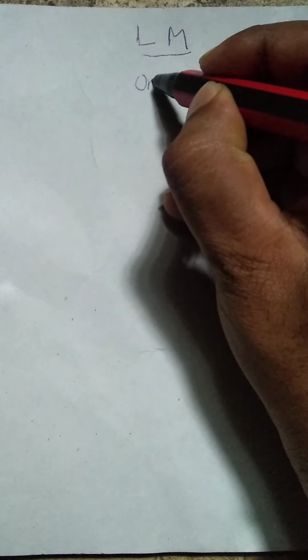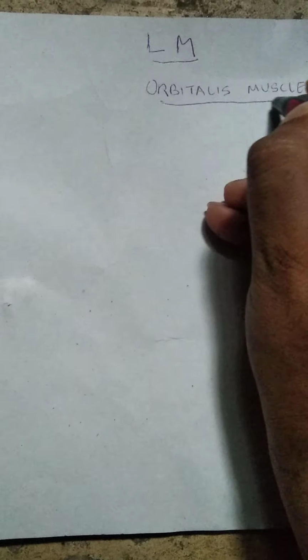Today's interesting topic is the orbitalis muscle. So what is this orbitalis muscle? It is also called musculus orbitalis, which is Latin. This orbitalis muscle, as the name suggests, is one of the muscles outside the eyeball within the orbit.